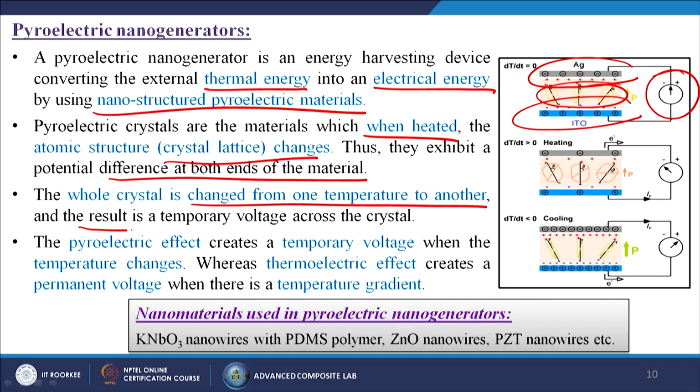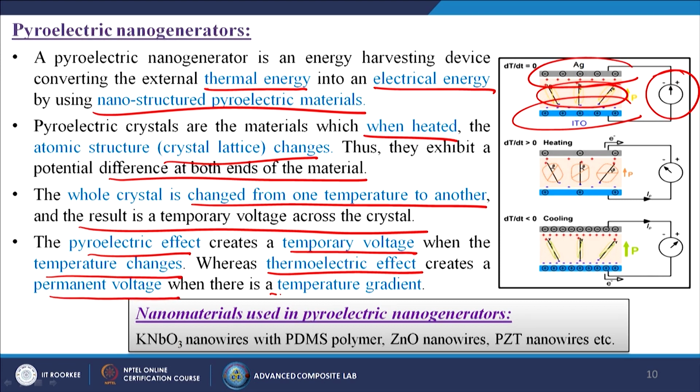The whole crystal is changed from one temperature to another, and the result is a temporary voltage across the crystal. The pyroelectric effect creates a temporary voltage when the temperature changes, whereas the thermoelectric effect creates a permanent voltage when there is a temperature gradient. Now, what kind of nanomaterials? Potassium niobium oxide KNbO3 nanowires with PDMS polymer, zinc oxide nanowires, PZT nanowires, etc., are being used nowadays.